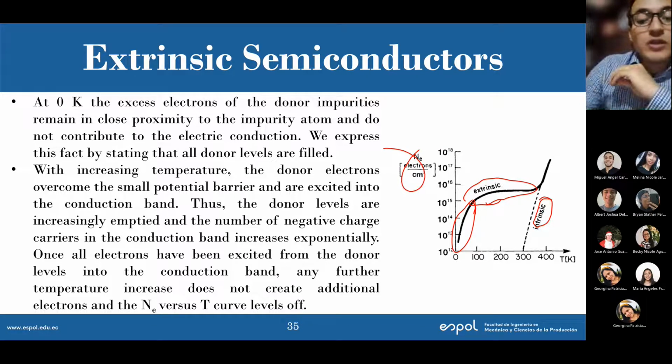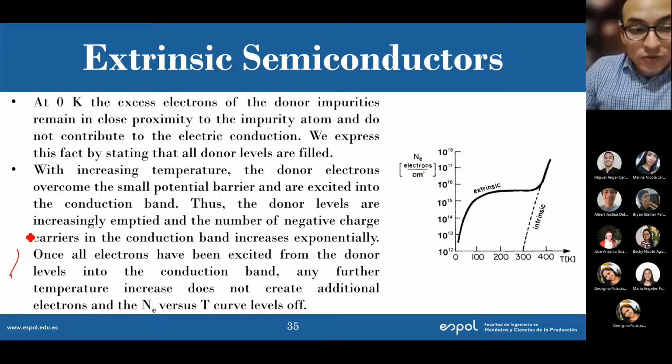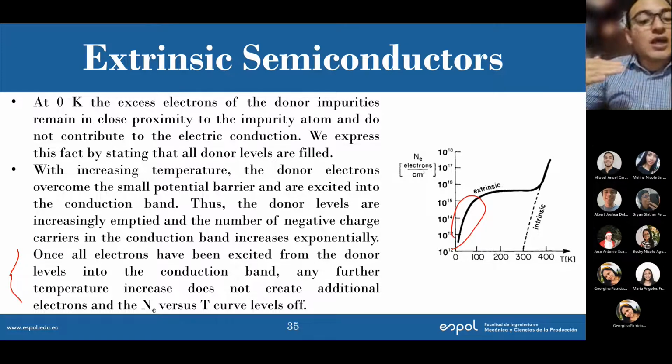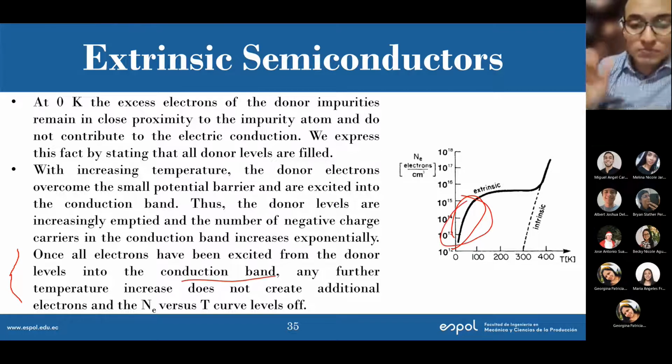So basically, when you see this increase, and it says here if you read this part, I achieve that once all those electrons that are loosely bound to their atoms, so if I introduce a dopant, all those electrons that now are loosely bound to their atoms will be excited into the conduction band. And that's why I see that increment in the number of electrons.